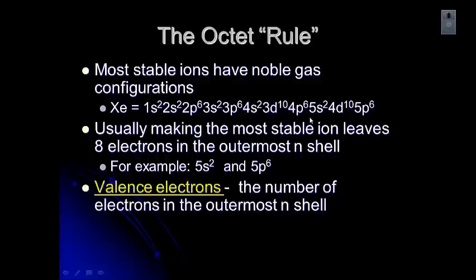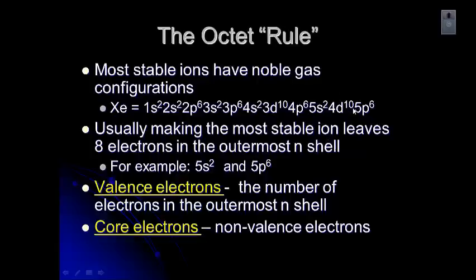And valence electrons, by definition, are the electrons in the outermost N shell, N being the row that it's in, 1, 2, 3, 4, 5, 6, or 7. The core electrons are any electrons that are not in that outermost shell, the non-valence electrons.